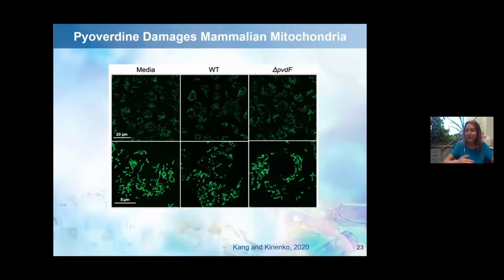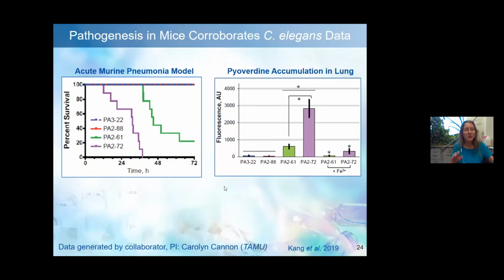And here is my last slide, moving from worms to cell culture to now mice. After we used C. elegans to identify high and low virulent cystic fibrosis isolates based on their pyoverdine production, our collaborator tested them in mice and noticed that those that didn't make pyoverdine couldn't kill mice, but pyoverdine-producing strains were highly virulent, and that virulence correlated with the amount of pyoverdine produced.